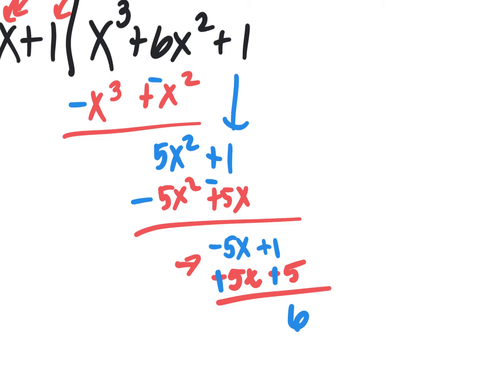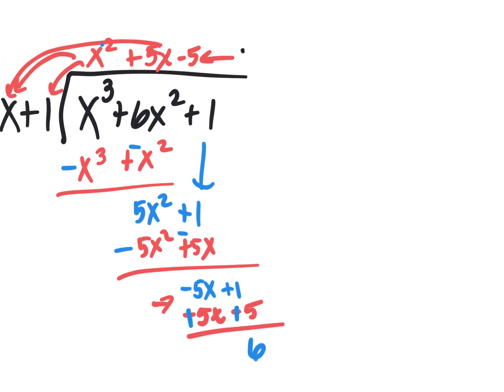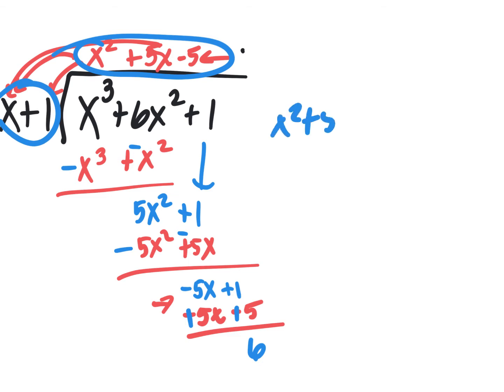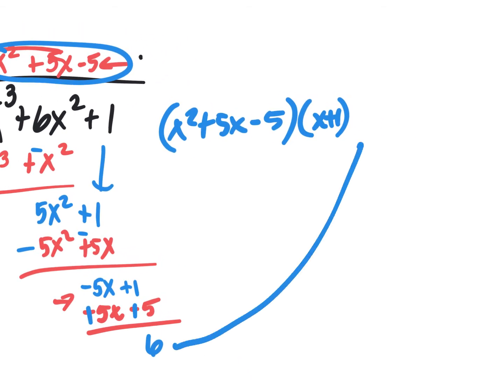Nice. So how do you write the final answer? This and this plus the remainder. So I'm going to say x squared plus 5x minus 5 over x plus 1, plus 6. Does that ring a bell? If it was that easy, how many of you feel confident that you got this? Okay.